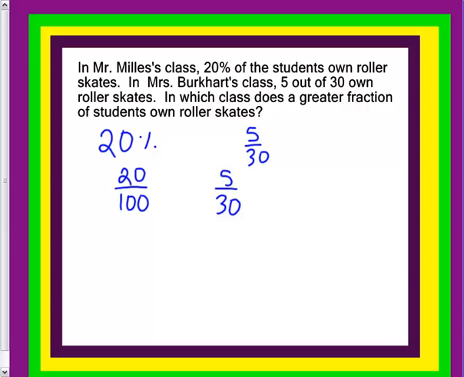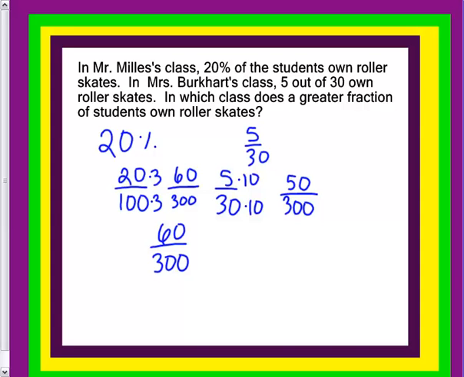Okay, so now we want them to have a common denominator. And these two have the common denominator of 300. So to get 300, we would multiply the first fraction's numerator and denominator by 3, giving us 60 over 300. And for the second fraction, we would multiply the numerator and denominator by 10, giving us 50. So in Mr. Mills' class, we have 60 out of 300, and for Mrs. Burkhart, we have 50 over 300. So which class does a greater fraction of students own roller skates? It would be Mr. Mills' class, the 20%. Or if you want to simplify this fraction down, you can divide by 10 and get 6/30ths, or 1/5.